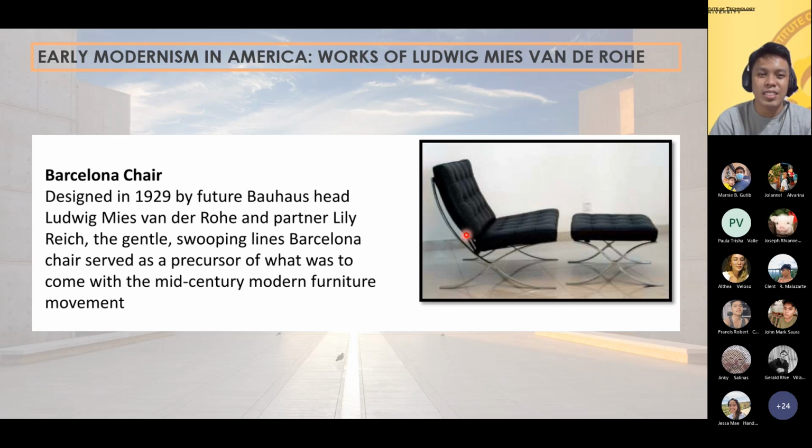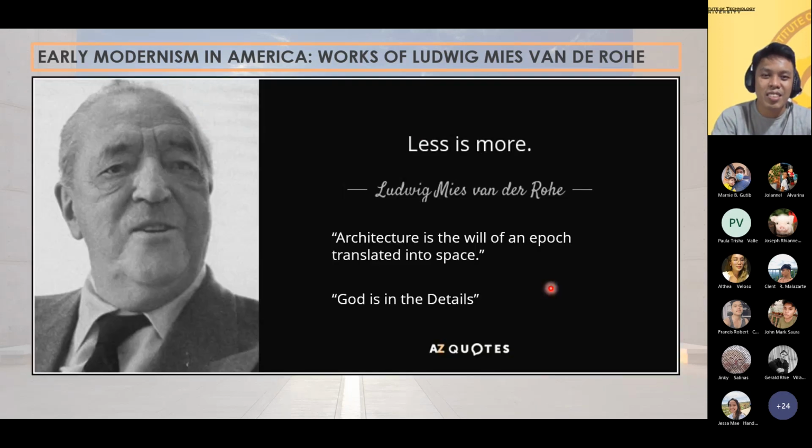And his quotes are very familiar, this one, no? Less is more. Architecture is the will of an epoch translated into space. And lastly, God is in the details. So that is what Ludwig Mies van der Rohe talked about. If you have heard 'the devil is in the details', that actually came after this quote from Ludwig Mies van der Rohe, 'God is in the details'.